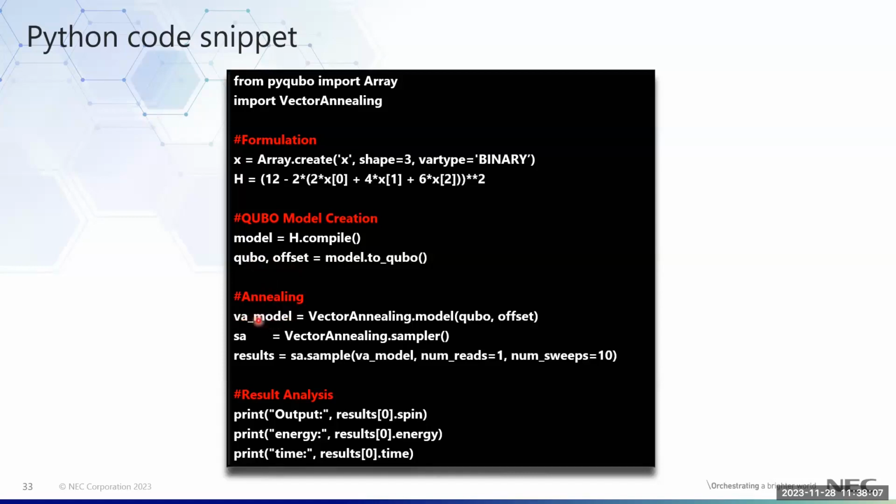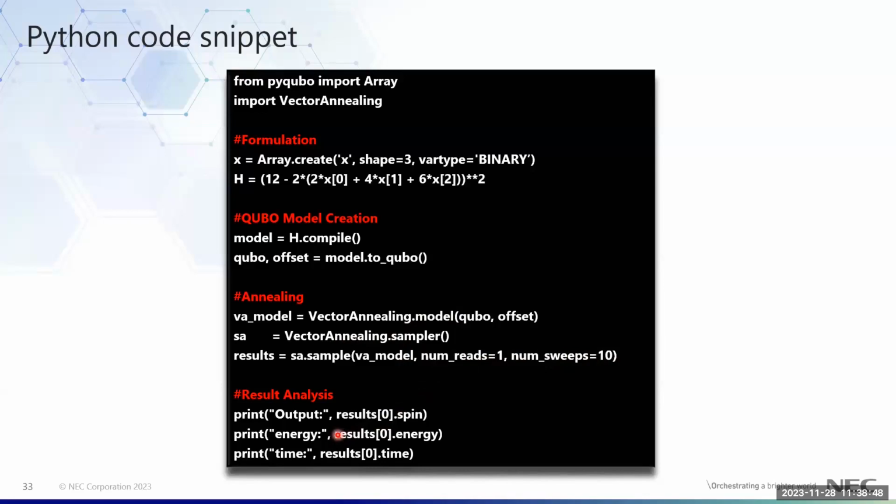You create a variable called model. You call the vector annealing library, and the model accepts the Cubo and the offset. And then you invoke the sampler, which is vector annealing.sampler. Vector annealing, as you can see, is the name of the library. And finally, the results are stored as an outcome of the sample, where you provided the model that was created here to the annealer. You told it how many reads there are and how many sweeps there are. So with the basic inputs, without using any advanced parameters that we discussed in the previous couple of slides, this would invoke the annealer.